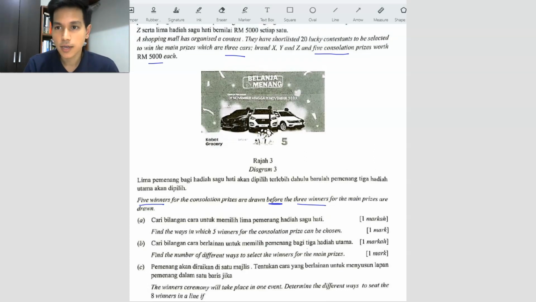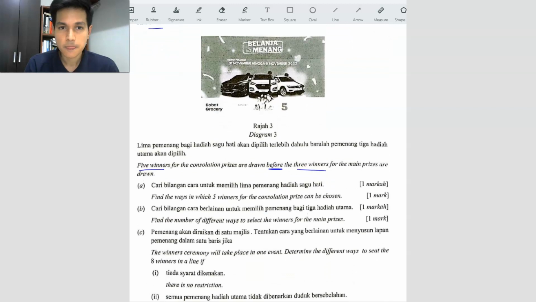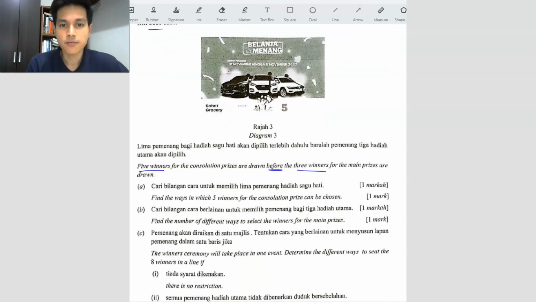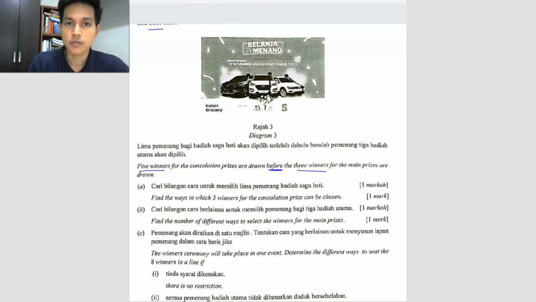So question A, it says find the number of ways in which the 5 winners for the consolation prizes can be chosen. So they already gave you a hint, right? Chosen means combination, right? You don't need a permutation, because why? First of all, they only want to choose the 5 consolations.